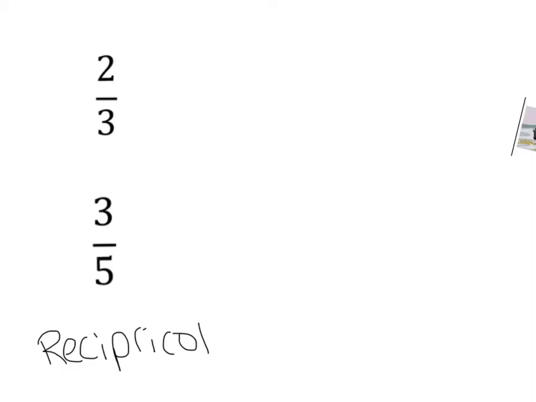So the reciprocal of 2/3 is simply taking it and flipping it. So the reciprocal would be 3/2. So 2/3 is the reciprocal of 3/2. 3/2 is the reciprocal of 2/3. So, just like that, the reciprocal of 3/5 would be 5/3. And reciprocals are as simple as that.